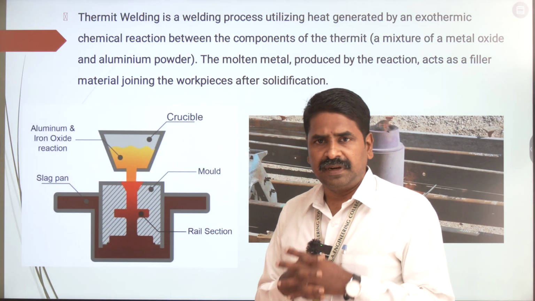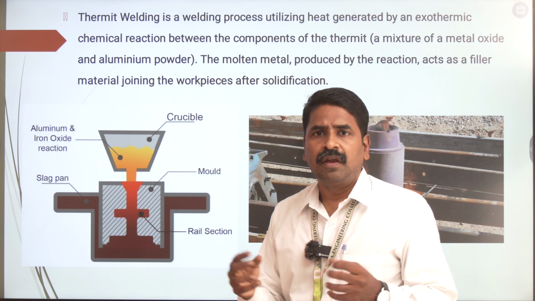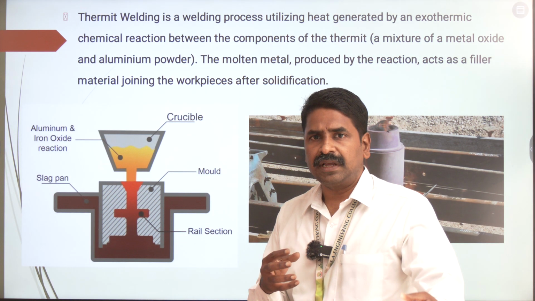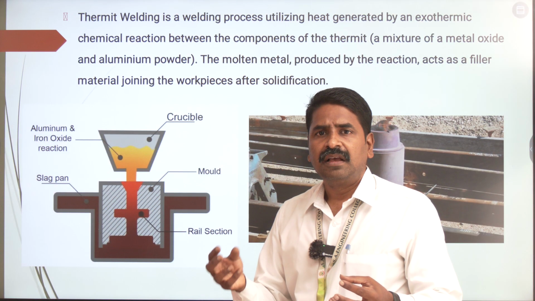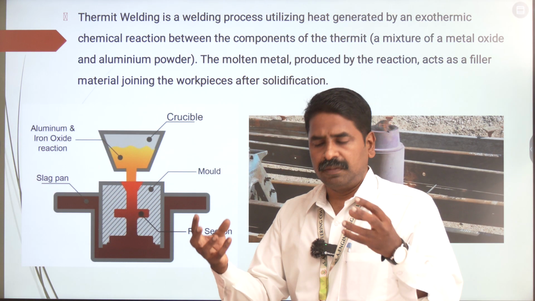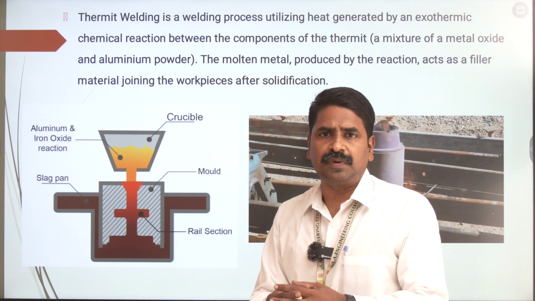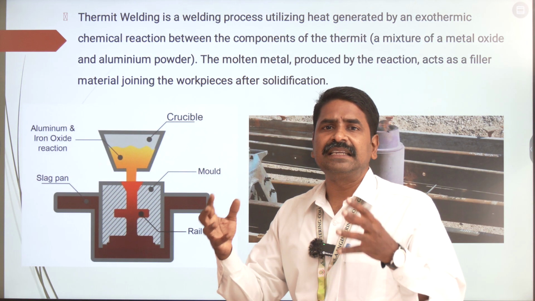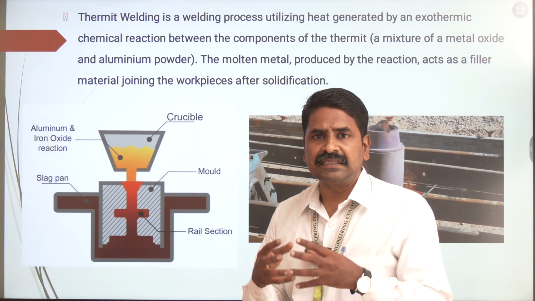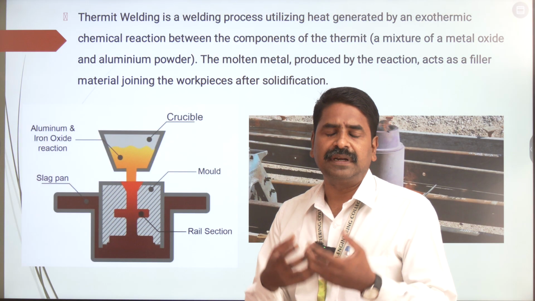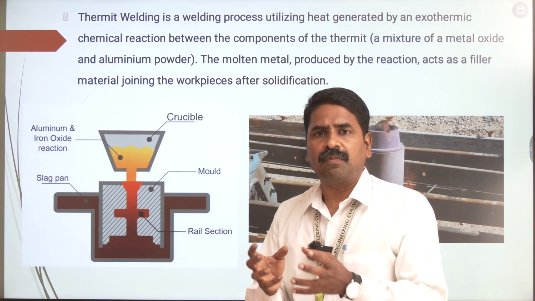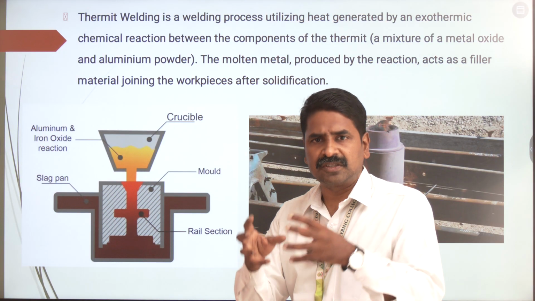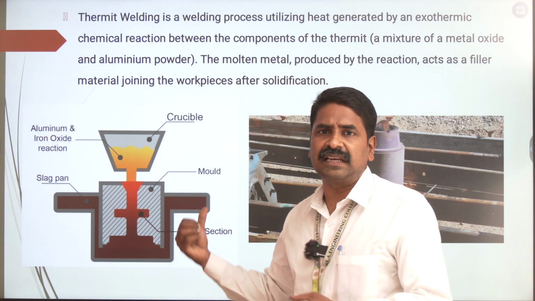I repeat once again, in the thermit welding process, you are going to generate heat. How are you going to generate heat? By putting aluminum powder and any metal oxide, say for example iron oxide, in a crucible and heating them. Due to this exothermic chemical reaction, heat is generated, and this heat melts the material combination, so that you have molten iron and aluminum oxide as the output products, and this molten iron is going to fuse with the stainless steel rods.